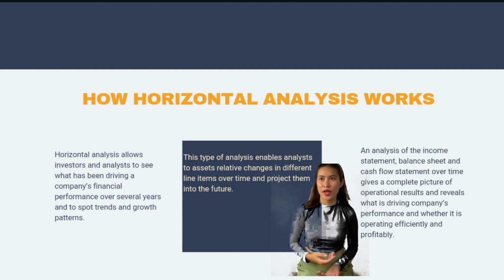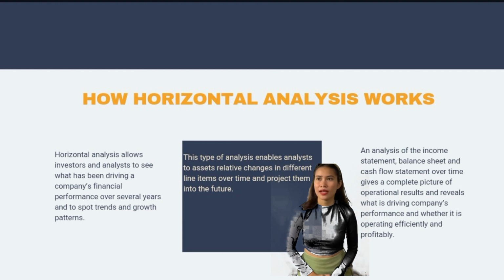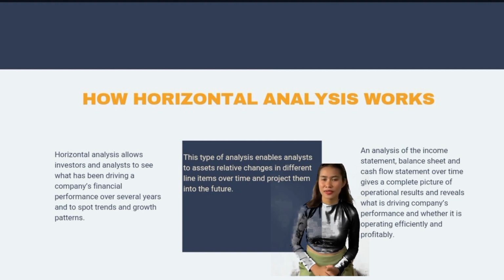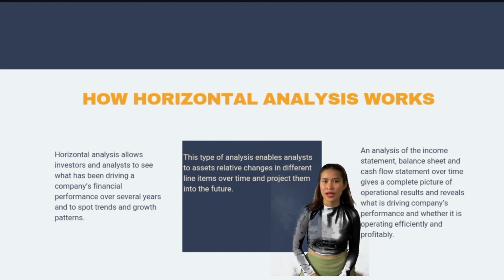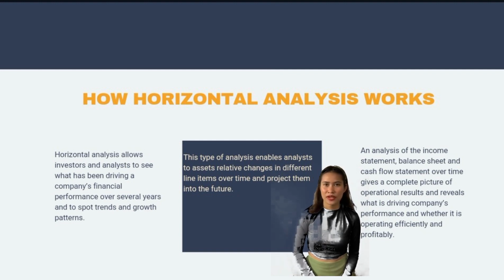Horizontal analysis allows investors and analysts to see what has been driving a company's financial performance over several years and to spot trends and growth patterns. This type of analysis enables analysts to assess relative changes in different line items over time and project them in the future. An analysis of the income statement, balance sheet, and cash flow statement over time gives a complete picture of operational results and reveals what is driving the company's performance and whether it is operating efficiently and profitably.